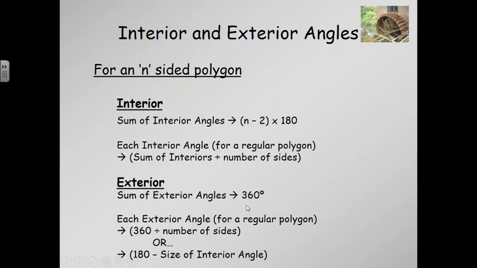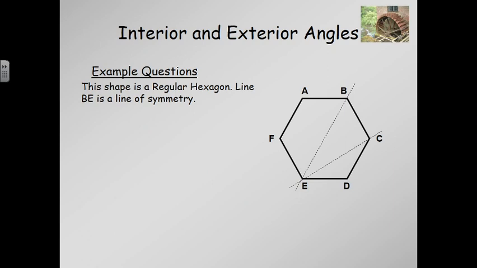Exterior angles, they all total 360, so for a regular polygon, to find out the size of each one, you can divide 360 by the number of sides, or subtract the interior angle from 180. They're your key points. So let's have a go at some example questions. How can we use this together?